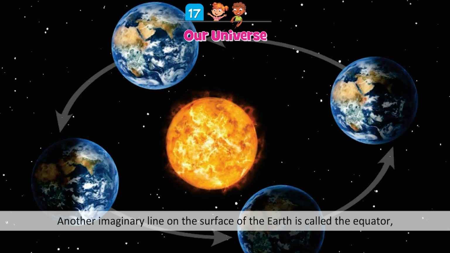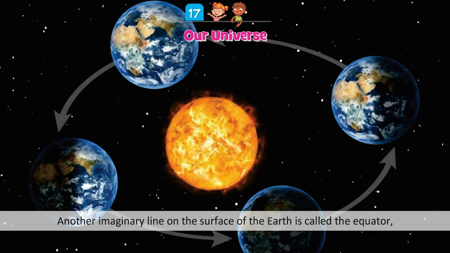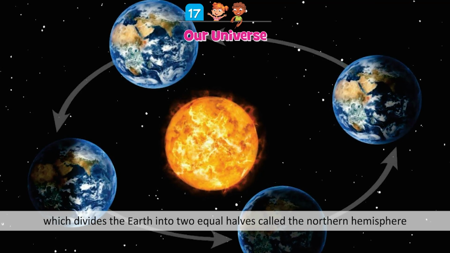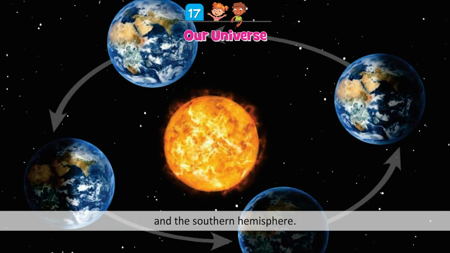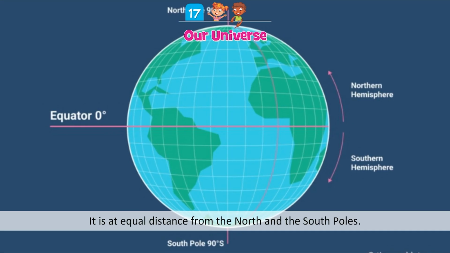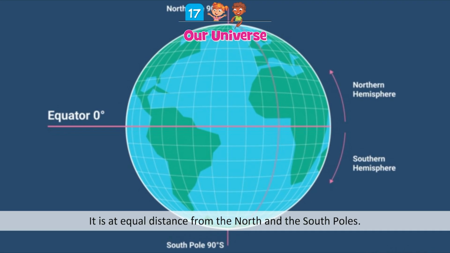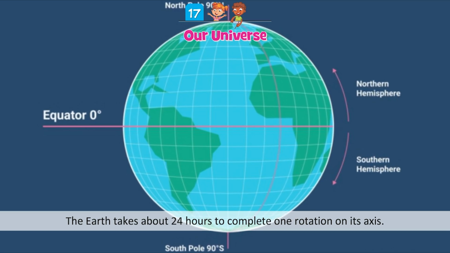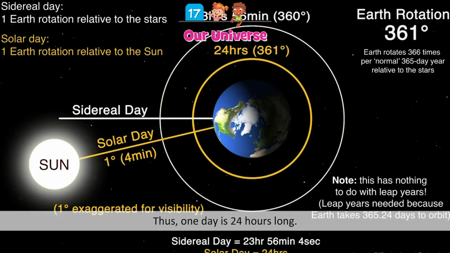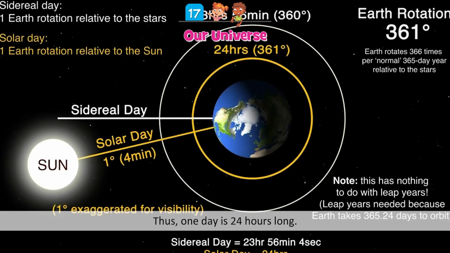Another imaginary line on the surface of the Earth is called the equator, which divides the Earth into two equal halves called the northern hemisphere and the southern hemisphere. It is at equal distance from the north and the south poles. The Earth takes about 24 hours to complete one rotation on its axis. Thus, one day is 24 hours long.